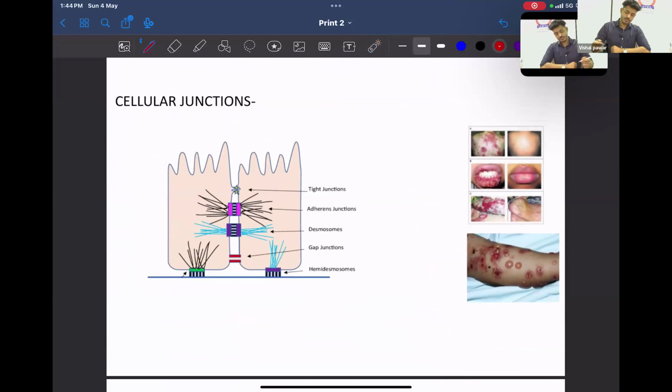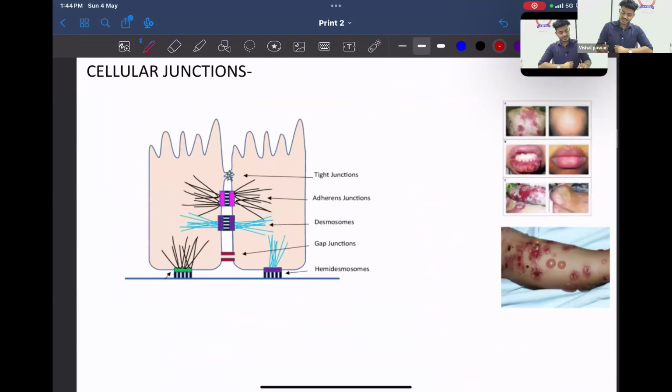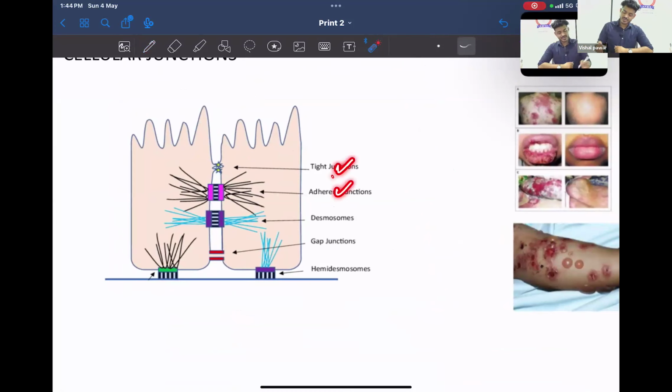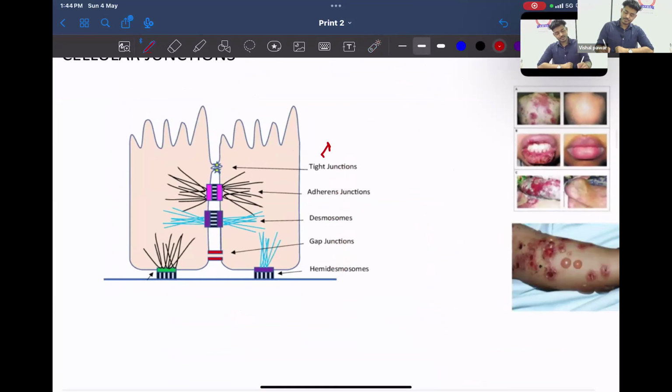Now we are having cellular junctions. What are these cellular junctions we are having? How are these two cells combined together, right? So we are having tight junctions, adherent junctions, desmosomes, gap junctions, and hemidesmosomes. Okay, tight junctions are present where? In the blood-brain barrier, in the blood-testis barrier. Blood-brain barrier or blood-testis barrier, they are made up of which protein? Claudin and occludin. Claudin or occludin.